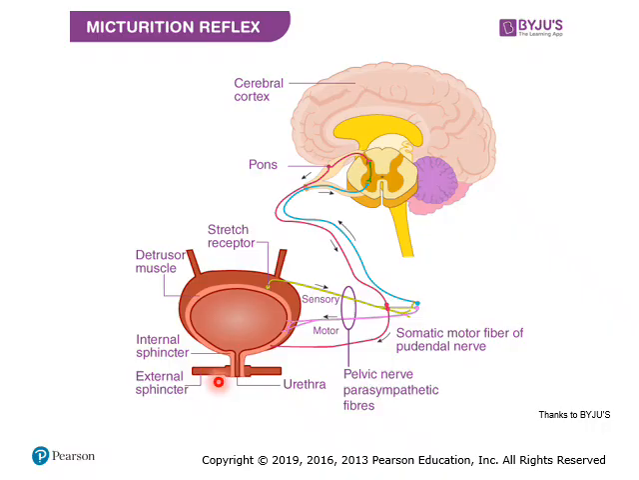Then finally, if you're able to void, you decide, because this is external and something you can decide on. You can hold it or you can let it go. The last one is the opening of the external urethral sphincter, which is done by the somatic nervous system since it is a skeletal muscle.